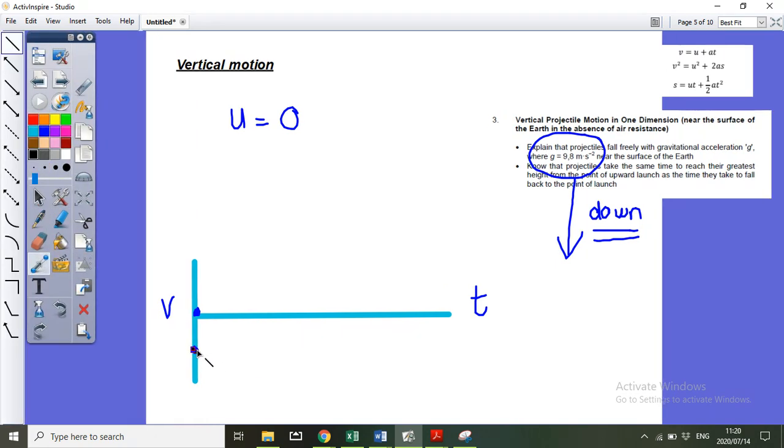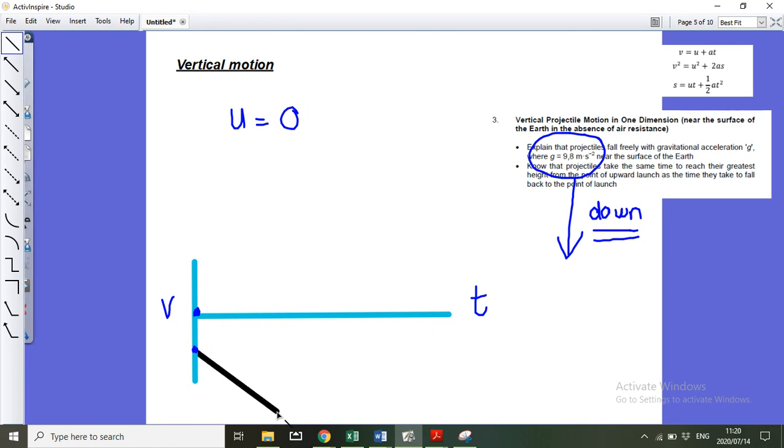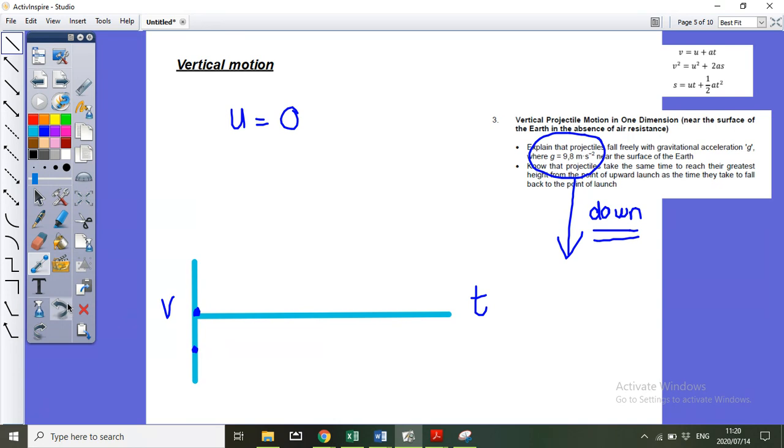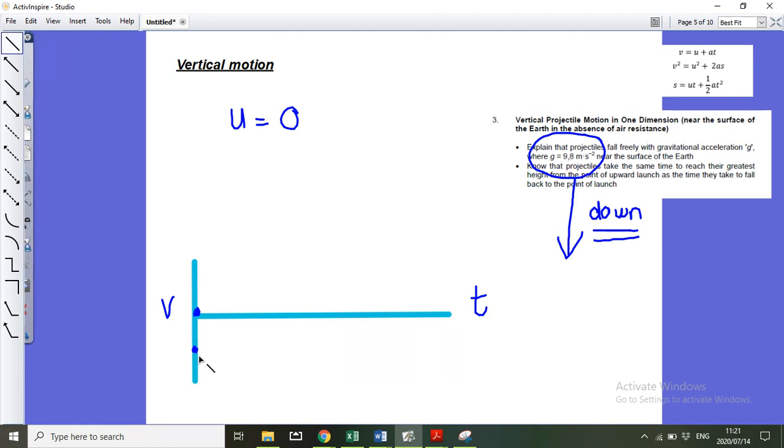So that means I'm starting there and it's going to increase in the negative direction. So similar to what we had being thrown down and deciding that down is positive. If you're throwing an object upwards, now be careful. If an object is being thrown upwards, it's going to leave your hand at a specific speed. So it's going to have a velocity. So whether it's negative or positive doesn't matter.